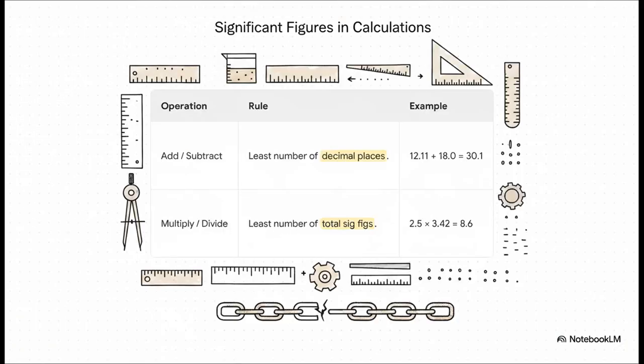Now, what happens when you do math with these numbers? Here's the golden rule. Your answer can never be more precise than your least precise measurement. Think of it like a chain. It's only as strong as its weakest link. So for adding and subtracting, you look at the decimal places. Your answer is limited by the number with the fewest decimal places. But for multiplying and dividing, you look at the total number of sig figs. Your answer gets rounded to the least number of total sig figs from your starting numbers.